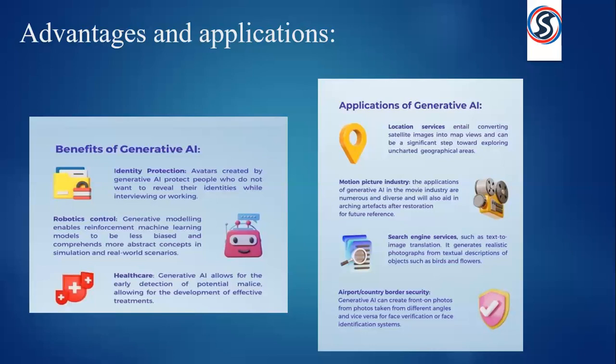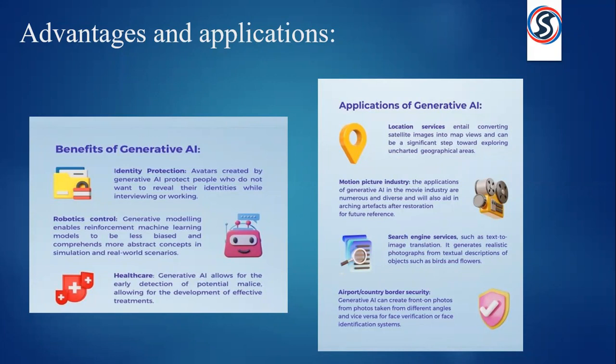And if I talk about the applications, location services entail converting satellite images into map views and can be a significant step towards exploring uncharted geographical areas. The motion picture industry also has applications of generative AI in the movie industry. These are completely numerous and diverse, and will also aid in restoring artifacts for future reference.